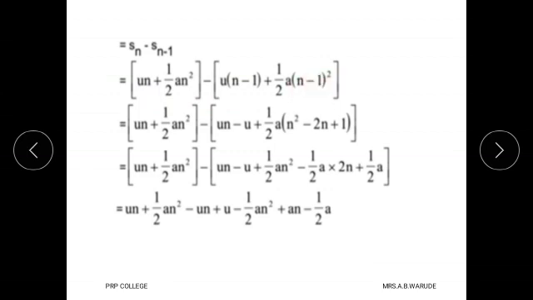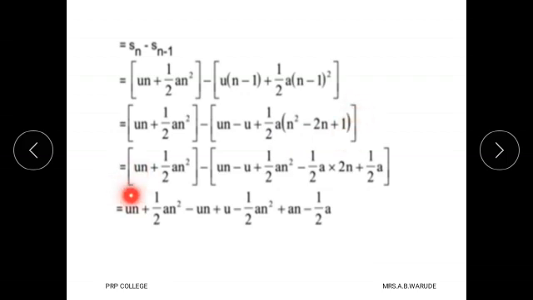Then we solve the brackets. First is un plus half n square as it is, minus, in the second bracket, here u is multiplied to n minus 1, therefore we get un minus u plus half a as it is. Then use the formula of (a minus b) whole square. Therefore here we get, in bracket, n square minus 2n plus 1, bracket completed.